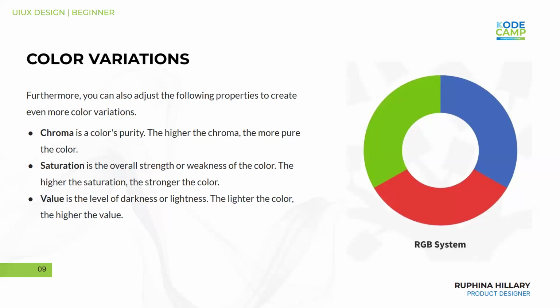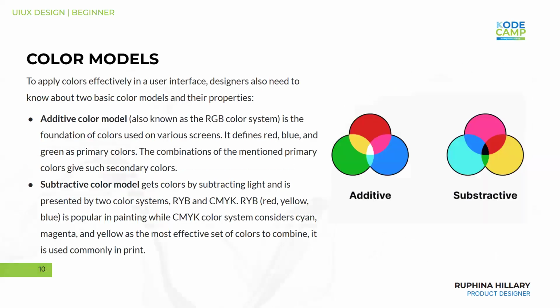So when we enter, we're still going to go into Figma and show us this color wheel, or the color tool rather, in Figma, and how we can apply these color variations to get different variations of a particular color in Figma. We also have color models, right? So there are basically two types of color models that we use.